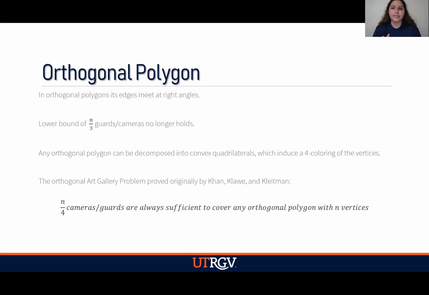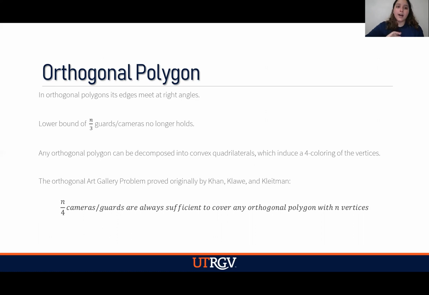As you can see, we're gonna be doing the same process that we did with a convex polygon, but the only difference is that we're not gonna be doing triangulation, we're gonna be decomposing it into quadrilaterals. And instead of 3 colors, we're gonna be using 4 colors. So we are doing the same steps in the same order.